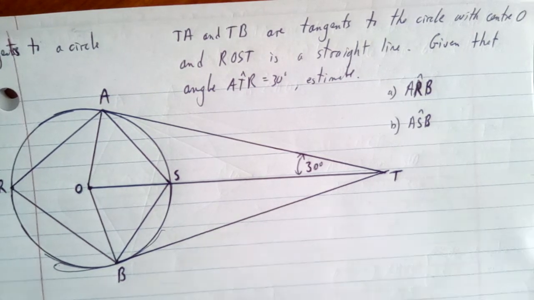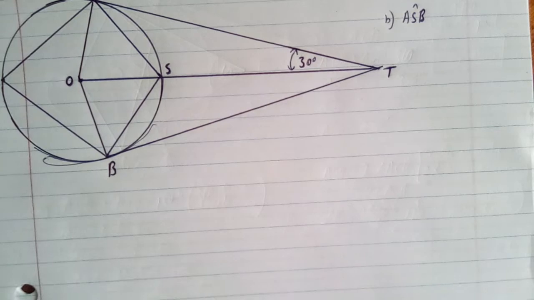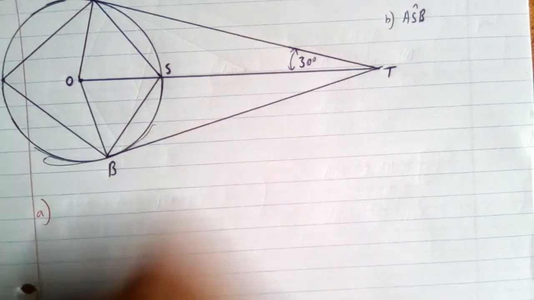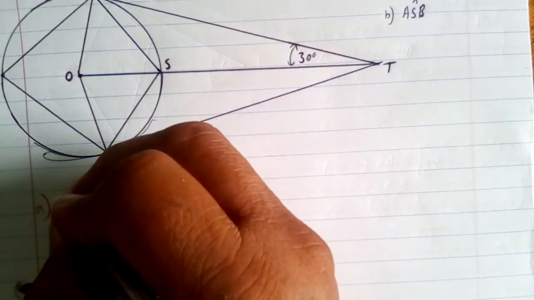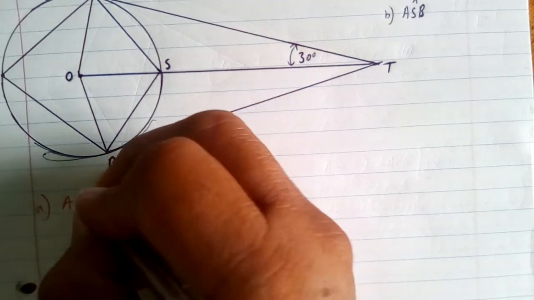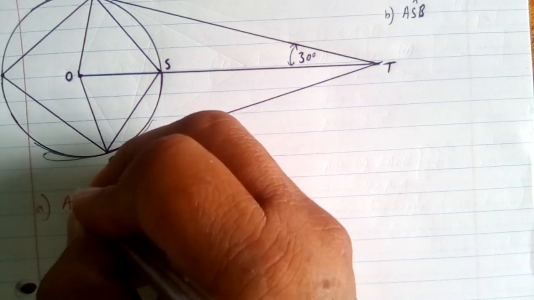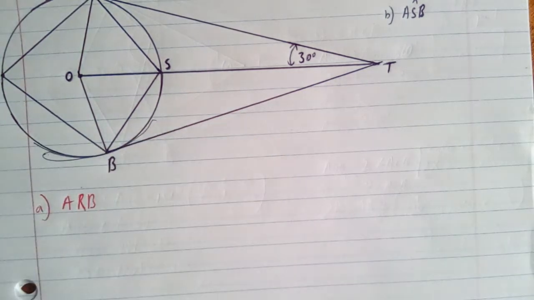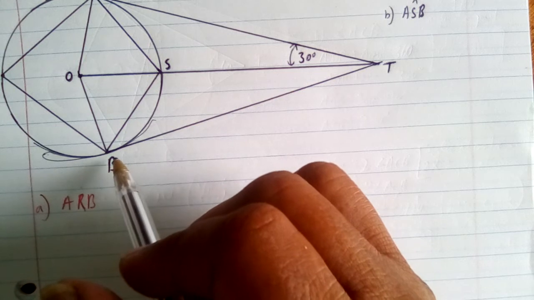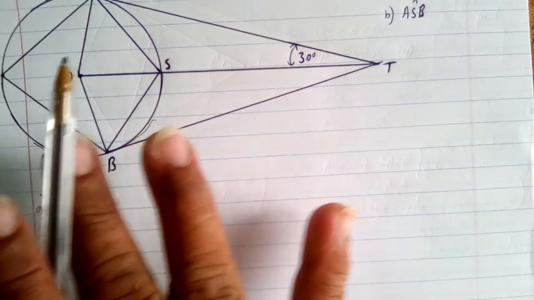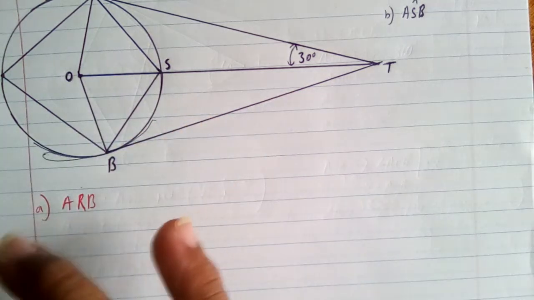What is it that we want? So let's start with our first one here. Let me use red. So we want angle ARB. That's what we want. This is the angle that we are looking for. Given what we have learned at this point, we're going to be using those concepts.